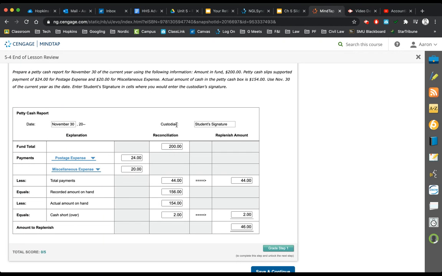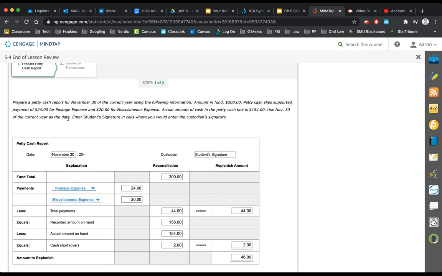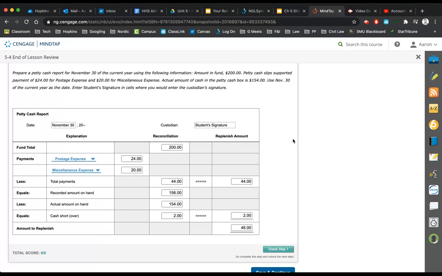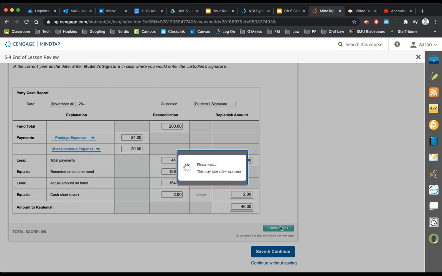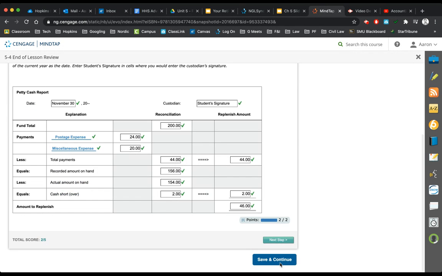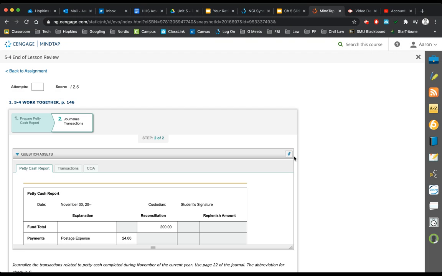Just a note, a little funky part about Cengage MindTap: the custodian, since this is a business owner, you're just going to enter student's signature in cells where you would enter a signature. So you literally type out student's signature. And again, it turns red if you're not typing it out correctly. So make sure to type that in. And then we will move on, and I'll show you how to journalize these transactions.